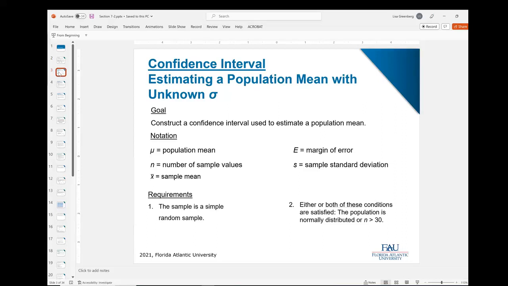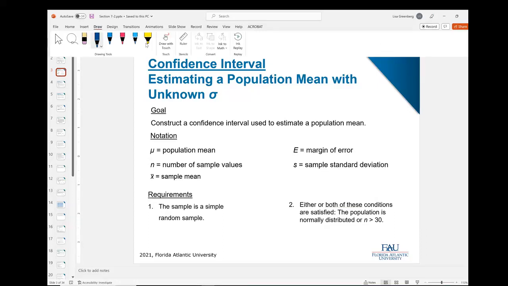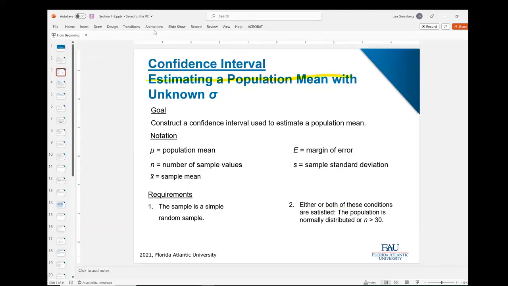So some notation, most of it's not new. Estimate a population mean with unknown sigma. This is really important right here. The sigma is not known. And sigma represents the standard deviation for the population. So we have our notation.